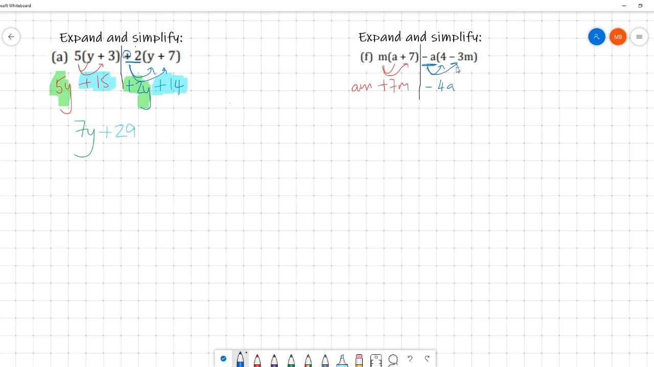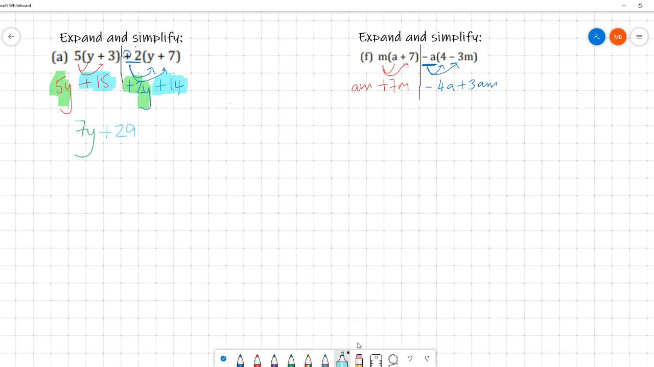Be very careful with our rules of negative numbers. A negative multiplied by a negative is a positive. So we're going to have positive 3m times a, which is 3am. And now we're going to do what we did in the previous example, which is collect like terms.